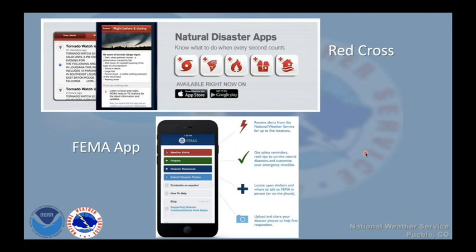So if you want more apps to figure out ways to get whatever you need, we've got the Red Cross and the FEMA app. These both can be found on the App Store and the Google Play Store. So we suggest finding one of these as well.